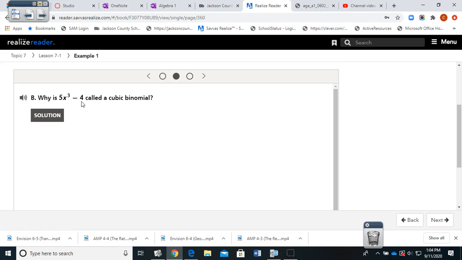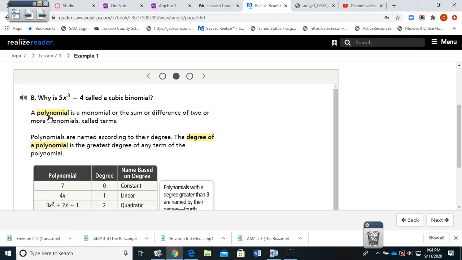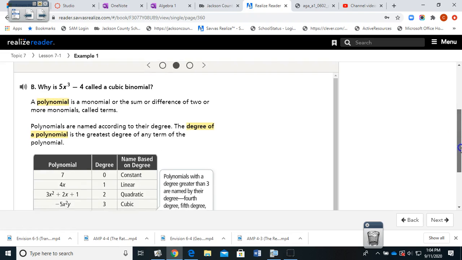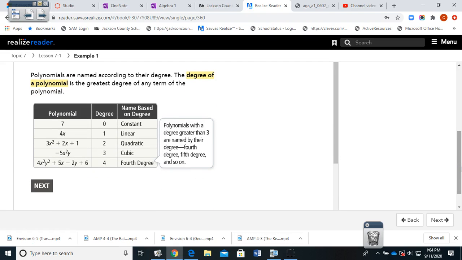Everybody understanding that? Okay? So it's a cubic because of the degree. It's a binomial because of the number of terms. That's how you name polynomials. All right? So, down here, they gave us a few extra. 7 has a degree of what? 0, and it's just called a constant. 4x has a degree of what? 1. That's linear. Okay? You've done lines, right? 3x squared plus 2x plus 1. What's the degree? 2. So it is a quadratic.